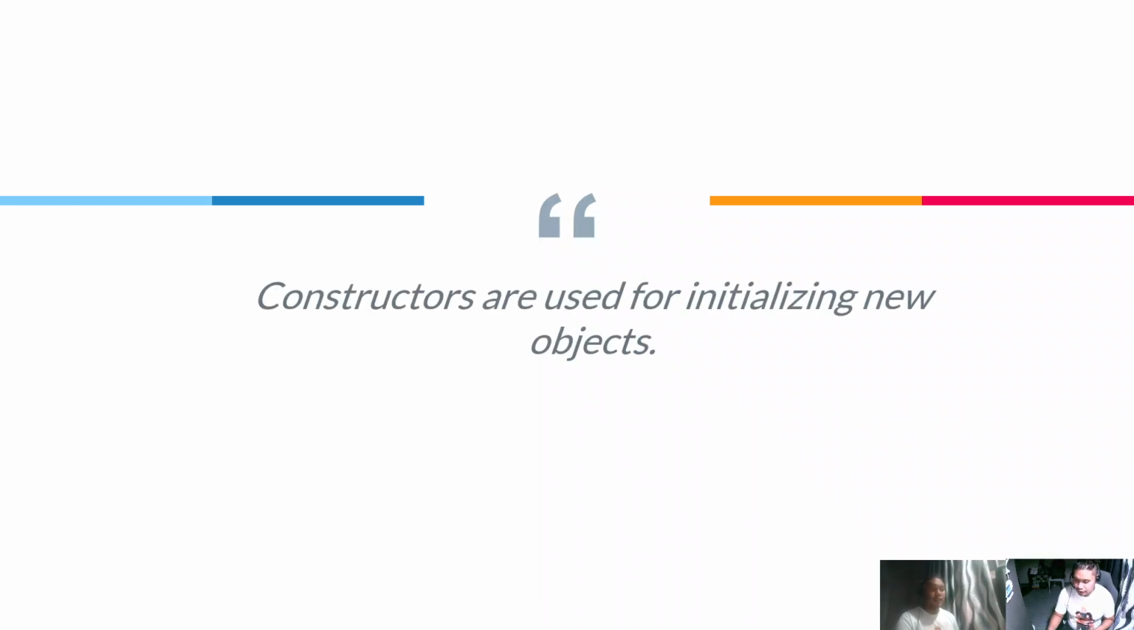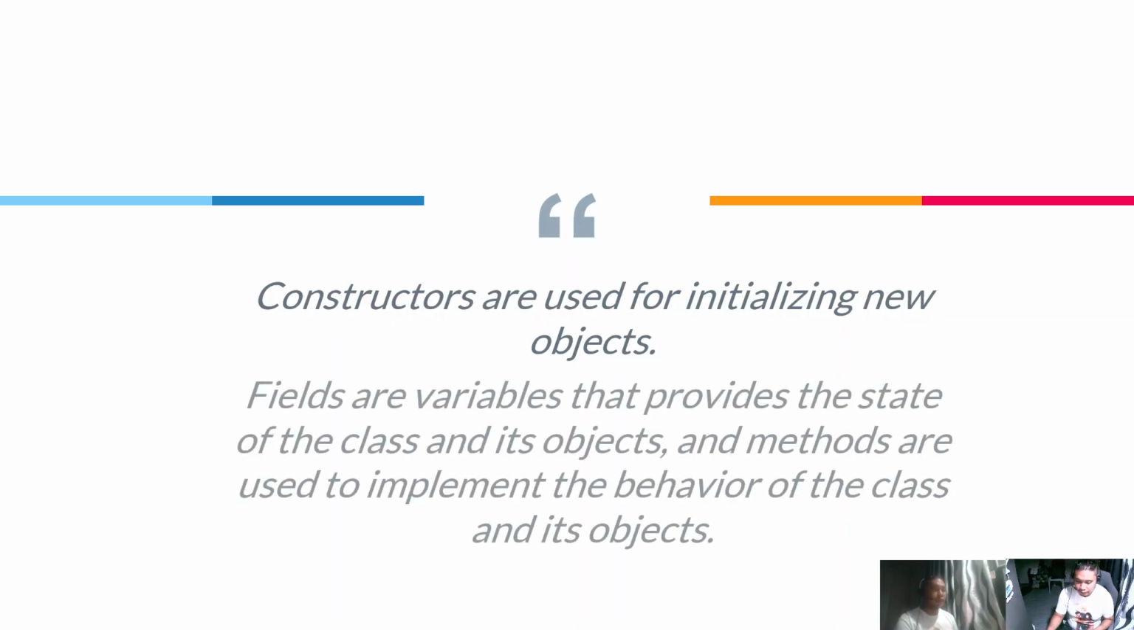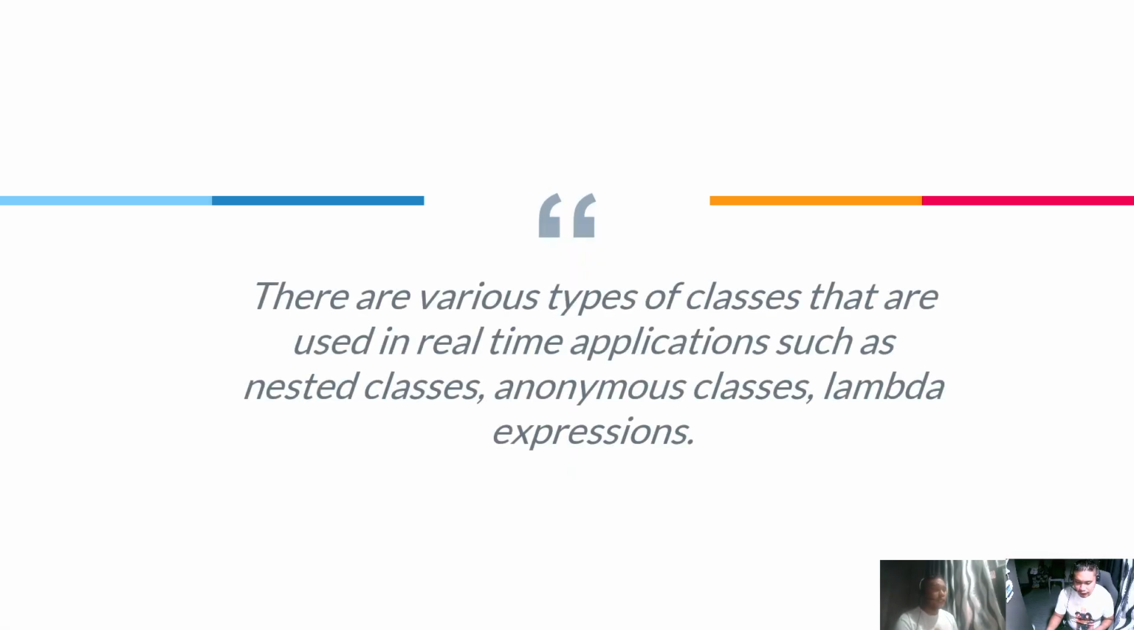Constructors are used for initializing new objects. So there is also another feature in a class, which is the constructor. Fields are variables that provide the states of the class and its objects, and methods are used to implement the behavior of the class and its objects. There are various types of classes that are used in real-time applications such as nested classes, anonymous classes, and lambda expressions.